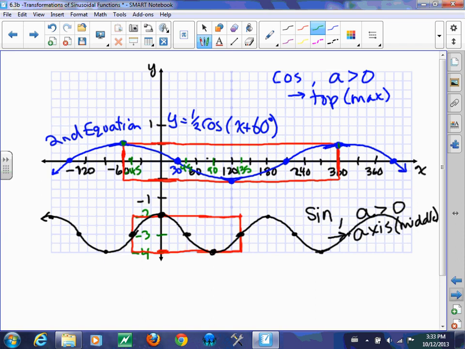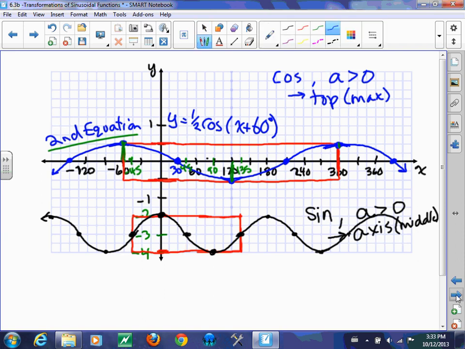Again, we draw these boxes so we can see what one cycle looks like, and then we just repeat it throughout. We notice also that because there's no C, C equals 0, so we know our axis is right on y equals 0. And because A equals 1/2, we're only going up 1/2. So here's your amplitude of 1/2, and here's your amplitude of 1/2 as well.